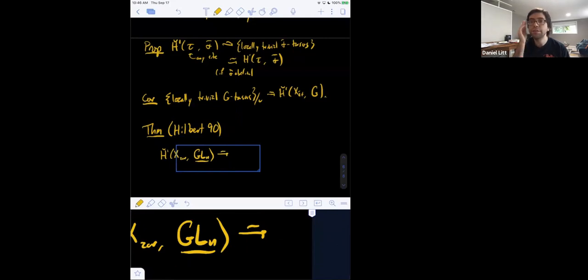So Arvind asked, didn't Noether prove a more general version of Hilbert 90? I don't know, maybe.